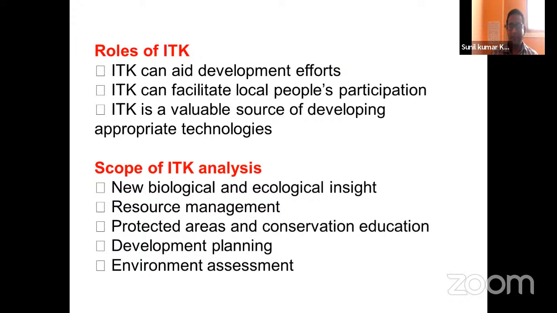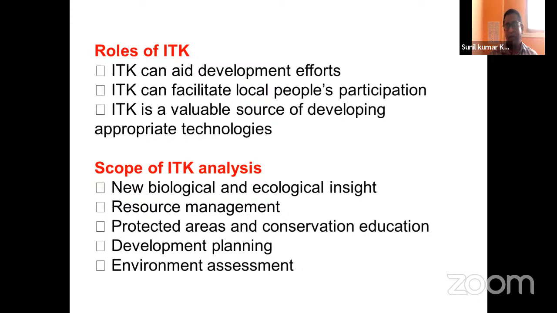The role of ITK: ITKs can add to the developmental efforts of any community, and ITK can facilitate local people's participation, since it belongs to that particular community, and they have time-tested knowledge of the ITK. ITK can also be a valuable source for developing appropriate technologies. Based on this, they have used a particular ingredient to overcome a problem. So what is the reason behind using that ingredient? Like in organic farming, we are using Jeevamrit, and they use different products to make organic inputs. So what are the basics for using those particular ingredients for building those organic inputs?